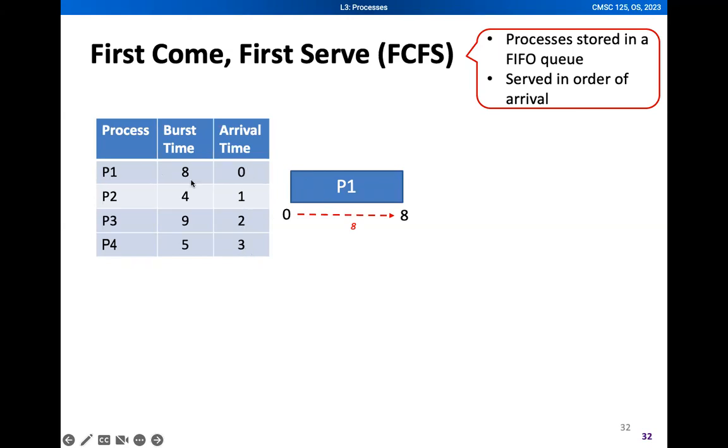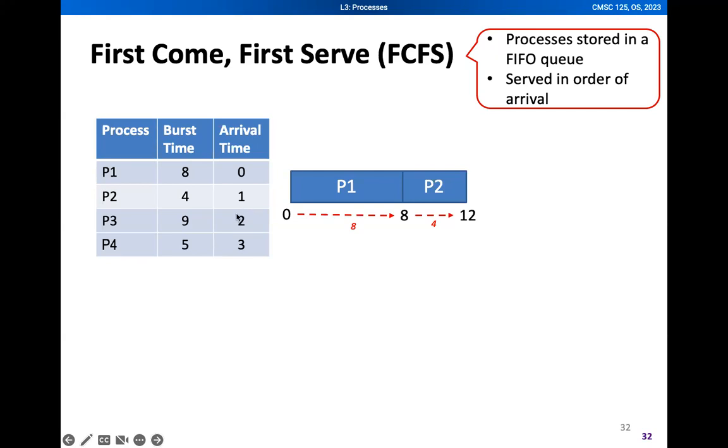Okay, so we can see here that P1 arrived at time 0 and it has a burst time of 8 seconds. So you can see that it got to execute for 8 seconds, right? And it did not wait for any time at all. So it already got its output right there and then. And followed by P2 since it arrived next.